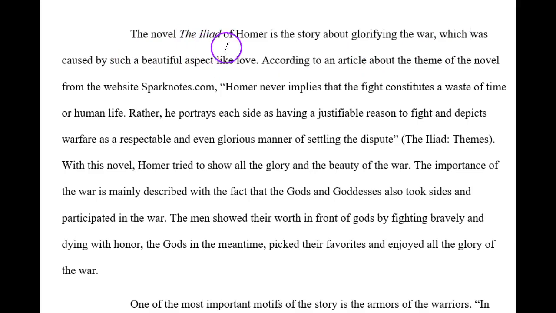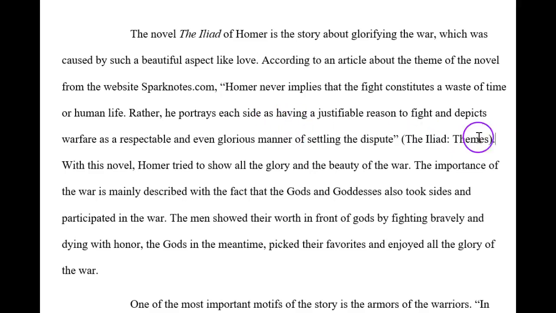The novel of the Iliad of Homer is the story about glorifying the war, which was caused by such a beautiful aspect like love. According to an article about the theme of the novel from the website sparknotes.com, not from a legitimate article source, but from SparkNotes, Homer never implies that the fight constitutes a waste of time or human life. Rather, he portrays each side as having a justifiable reason to fight and depicts warfare as a respectable and even glorious manner of settling a dispute.